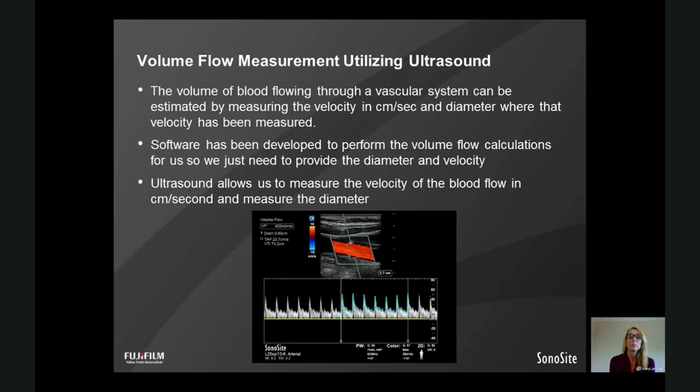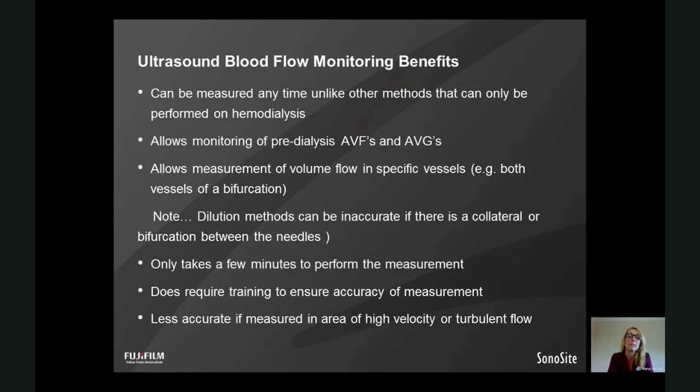Software has been developed to perform the volume flow calculations for us. What we need to do is provide a diameter and a velocity. An ultrasound that allows us to measure velocity and has a software package in there to calculate the volume flow will allow us to do volume flow measurements. So we measure the velocity, we provide the diameter in the area where we did that velocity measurement, and then we ask the machine to calculate by hitting calculate. So there's a few benefits of using ultrasound for blood flow monitoring.